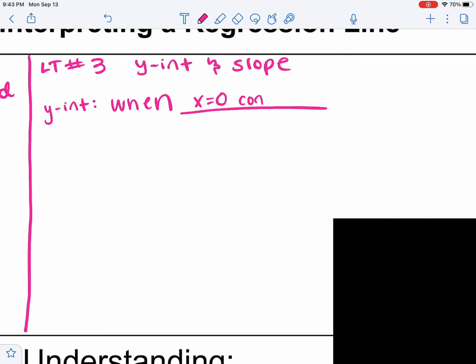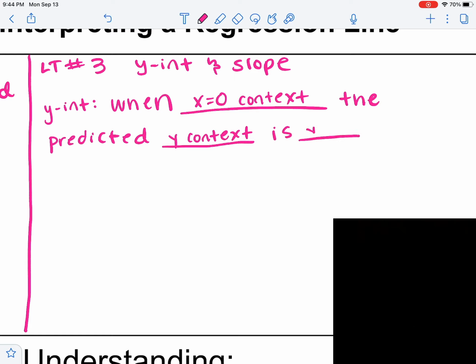So for the y-intercept, we're going to use this one. When x equals 0 in context. So for this, when there are 0 rubber bands, that's x equals 0 in context. The predicted, now y context, so the predicted distance traveled, sorry guys. So the predicted distance traveled is whatever your y-intercept is, so 25.3333 centimeters. That's it. So when there are 0 rubber bands, the predicted distance traveled is 25.3333 centimeters.